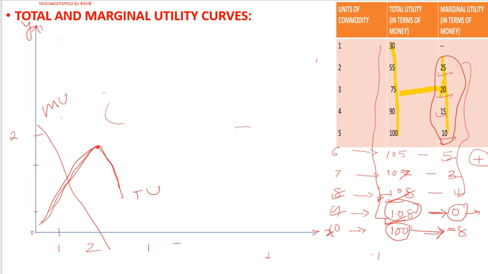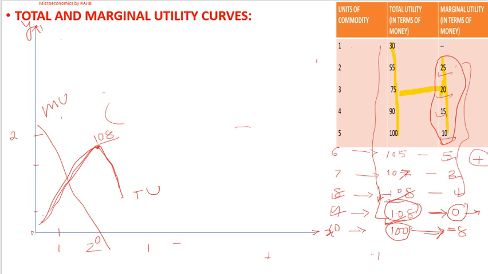So whenever the total utility is increasing, marginal utility is diminishing but at a positive rate. When this is the maximum point of the total utility, suppose from our example the maximum is 108, at that time marginal utility is 0. So this is the relationship between total utility and marginal utility: at the maximum point of total utility, marginal utility is 0.